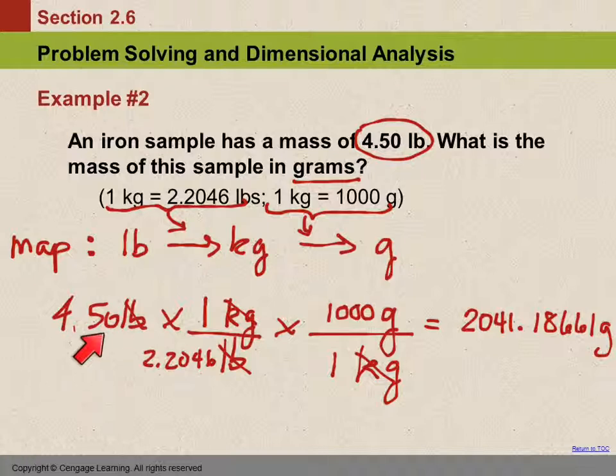How many significant figures does 4.50 have? So we know it has at least 2, the 4 and the 5, and that 0 is one of those confusing guys. That's a trailing 0, and there's a decimal point in the number. So that means that the 0 counts. So that has 3 significant figures. How about this guy? That's more than 3, right? That's 5.